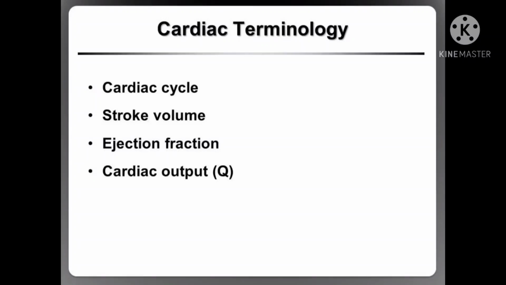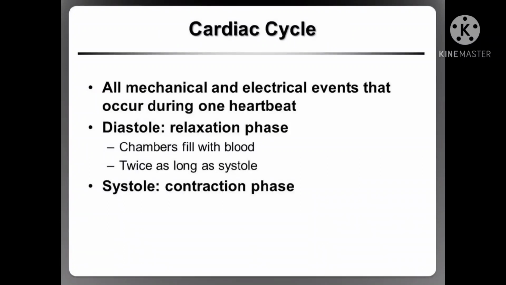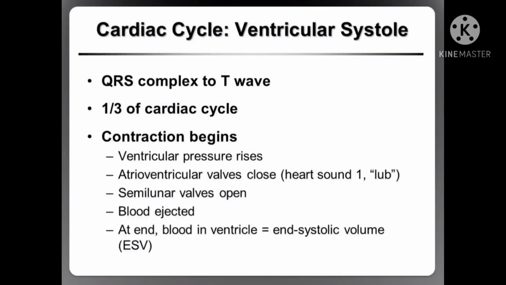Cardiac terminology: cardiac cycle, stroke volume, ejection fraction, and cardiac output. Cardiac cycle: all mechanical and electrical events that occur during one heartbeat. Diastole, the relaxation phase, chambers swell with blood, twice as long as systole. Systole, the contraction phase. QRS complex to T wave, 1/3 of the cardiac cycle.